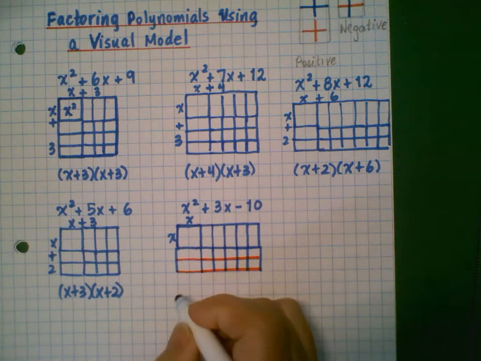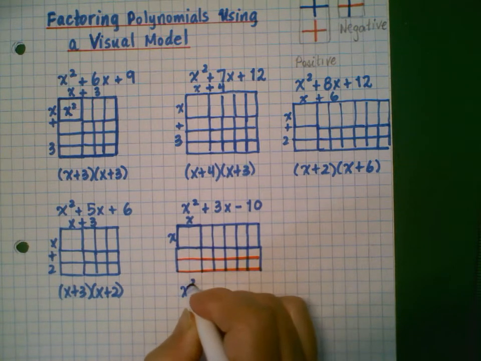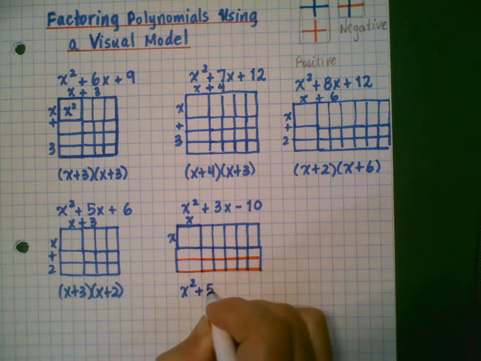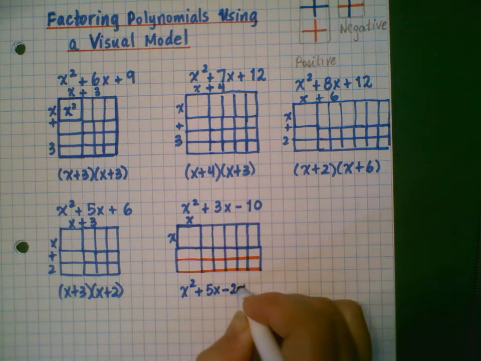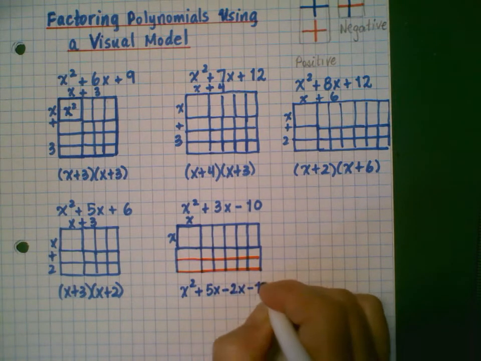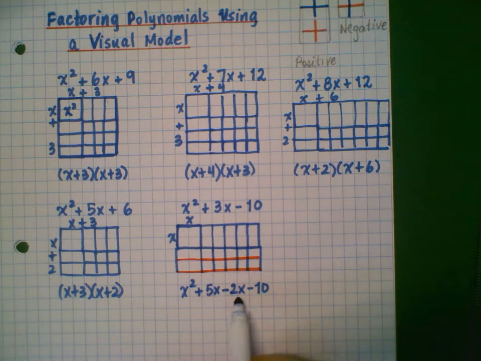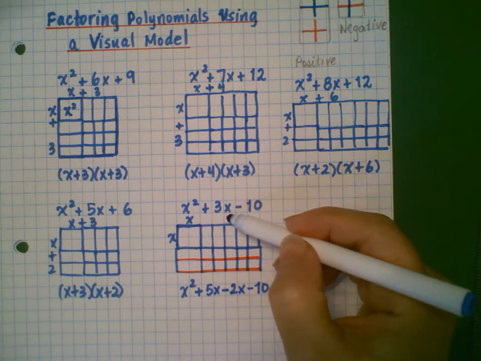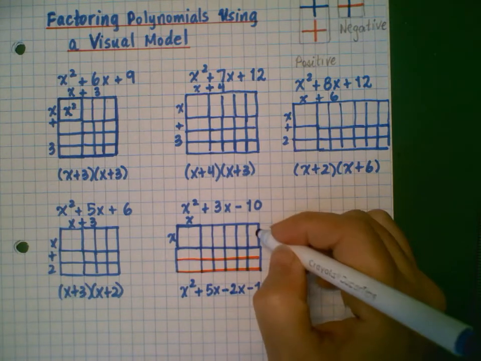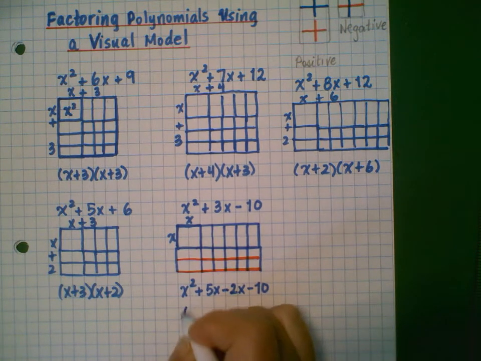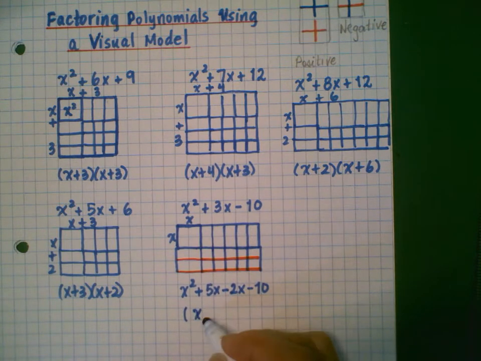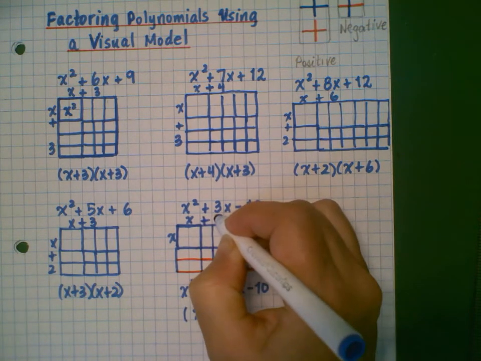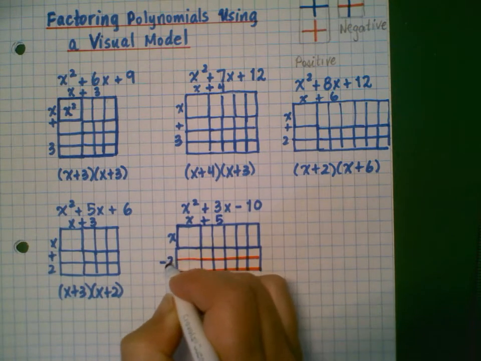So if you think about what that means, 5 positive x bars and 2 negative x bars. Those two together, when you combine those 5 minus 2, generates that 3x that we're looking for. So we've just verified that x squared plus 3x minus 10 factors out to, this was plus 5 and minus 2.